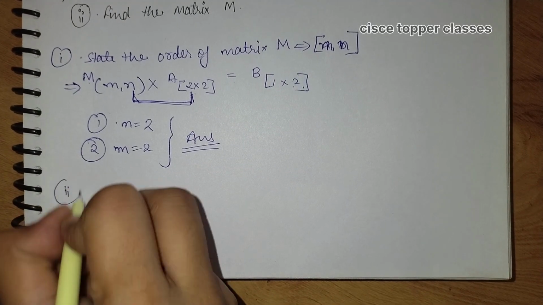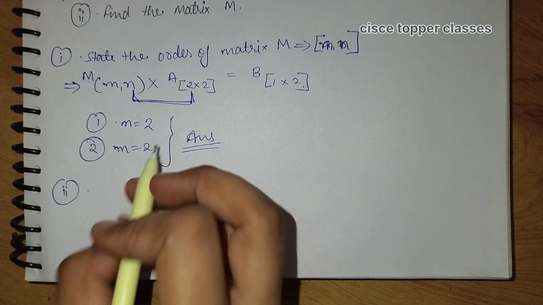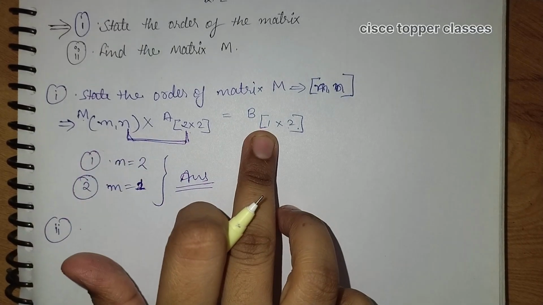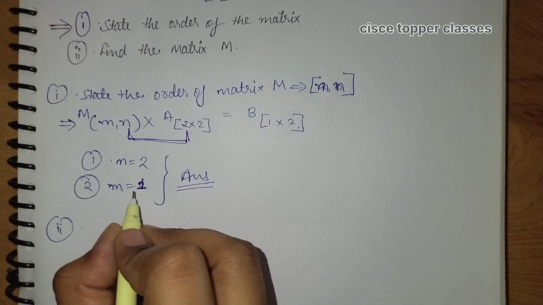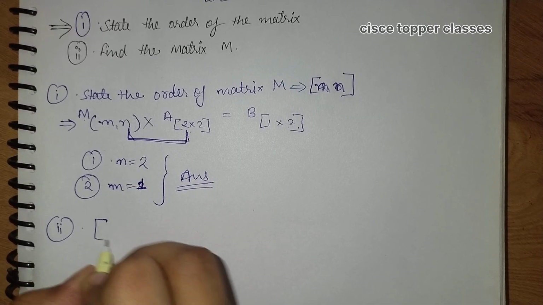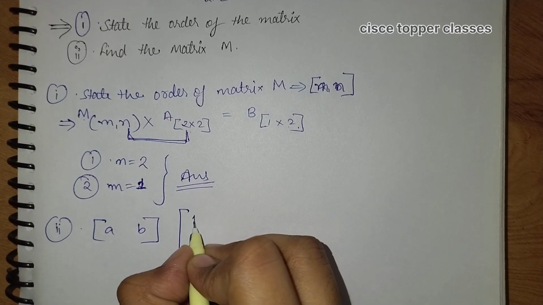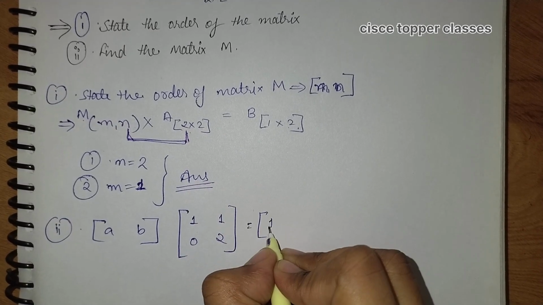Now if we solve the second part, we have to find the matrix M. Here M is 1, because on comparing we are getting 1, and N is 2. As we got a matrix of row 1 and column 2, we can put [a b] as the matrix M, multiplied by [1 1; 0 2], that is equal to [1 2].